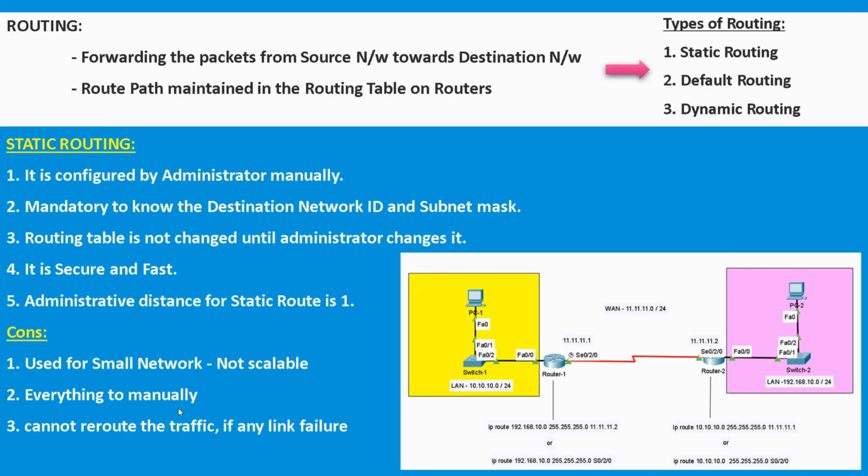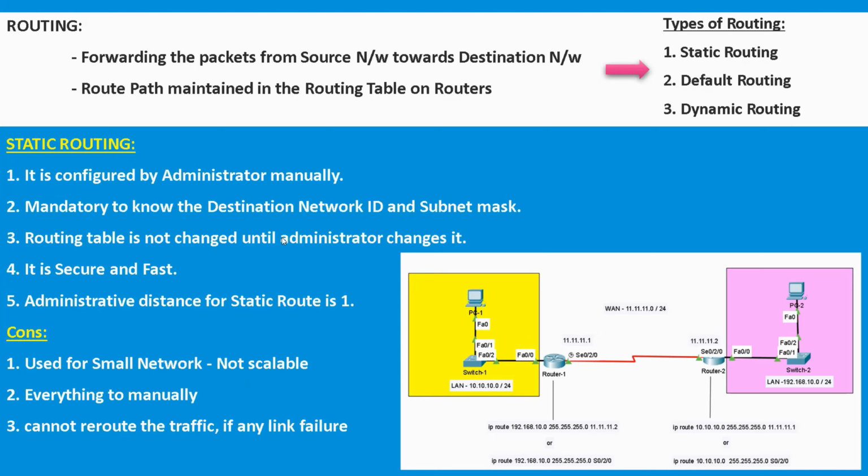No automatic updates will happen here. And last, if there is any link failure, the router's route will not get updated. It is going to exist in the router. So there will be a problem of forwarding the data packets to the unreachable network. So this is another drawback of static routing.